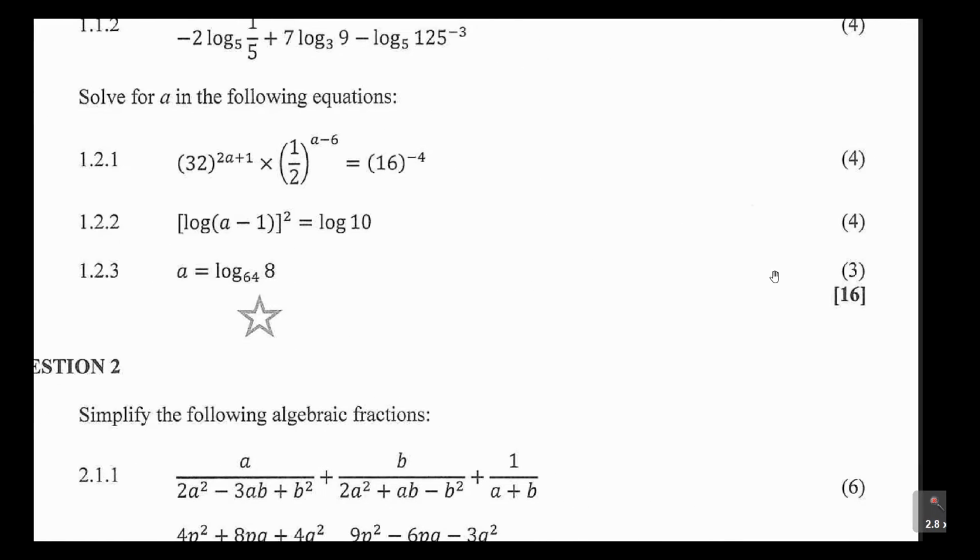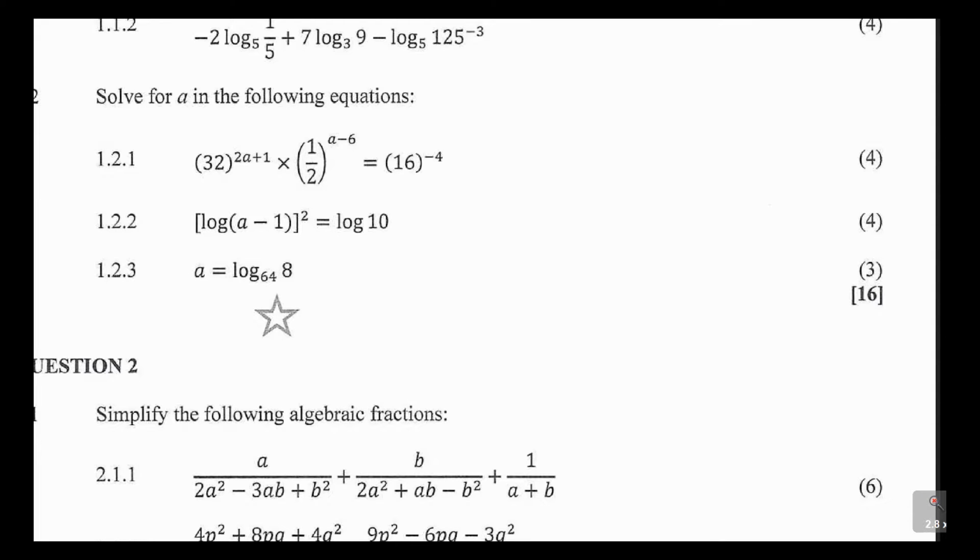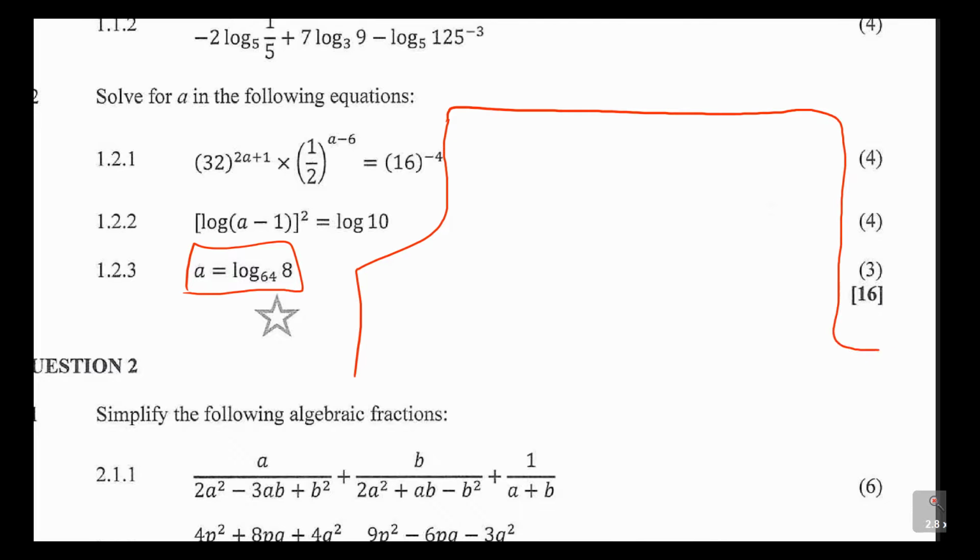This one, 3 marks. It says solve for A, and I'm given this. So how do I go about this? I don't think this was difficult, but I just want to find out why they gave it 3 marks. They are saying I have A is equal to log 64 in base 64 of 8. Then the question is, I need to find A. Of course, let's use the calculator here. Let's just see what it gives me.